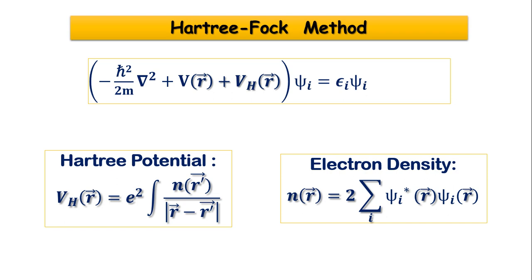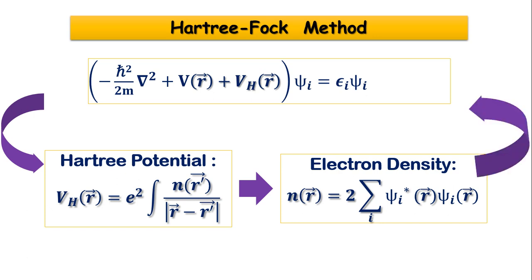As you may have guessed already, this equation is also self-consistent. To solve the Schrodinger equation, you need to know the Hartree potential. To know the Hartree potential, you have to have the knowledge of electron density. And to know the electron density, you need to solve the Schrodinger equation. So, here you are caught in an iterative process, or self-consistency.